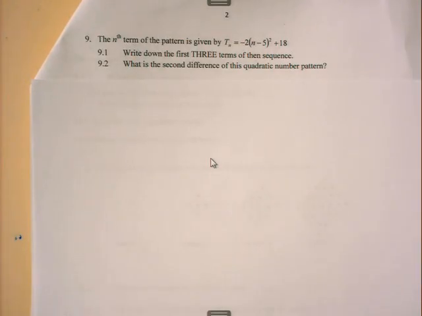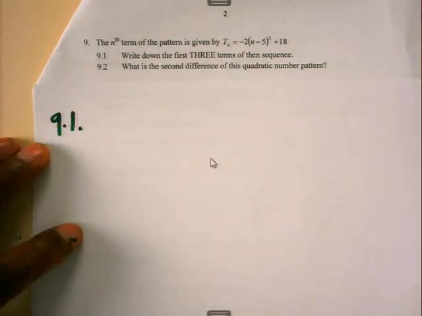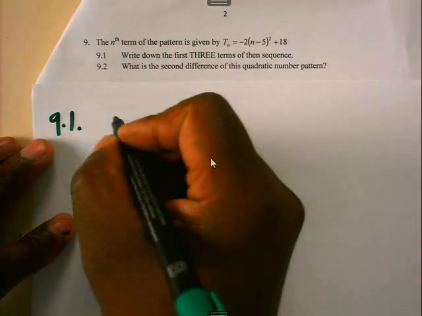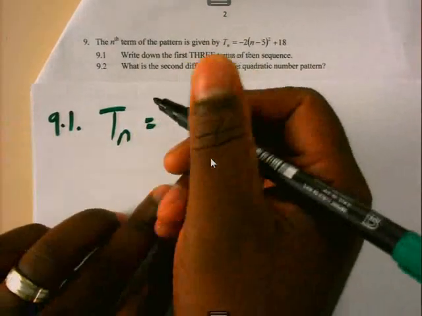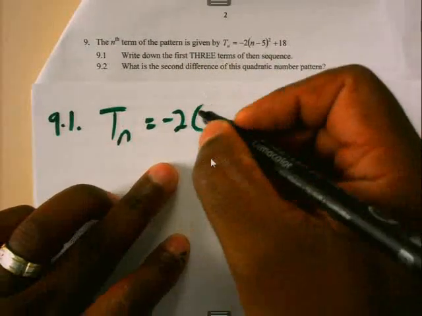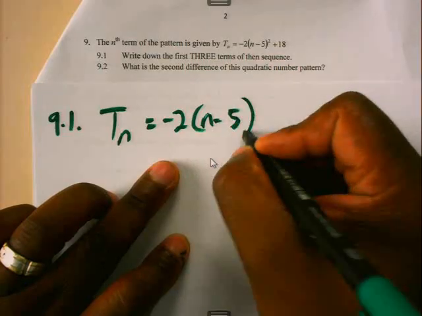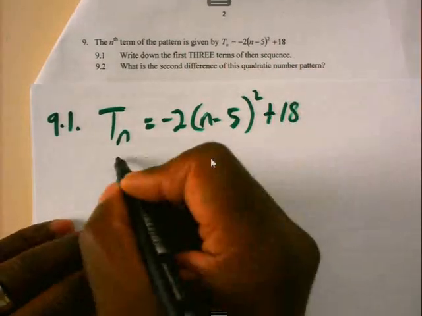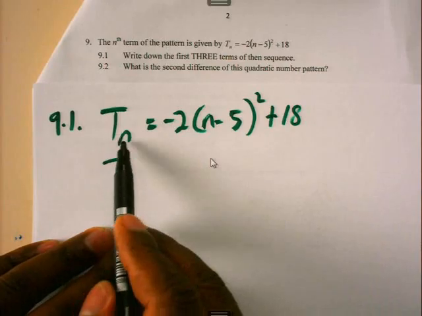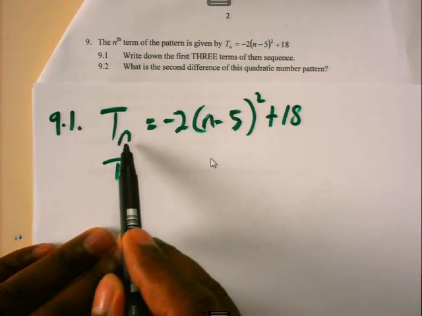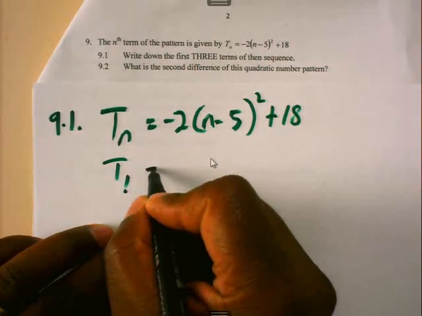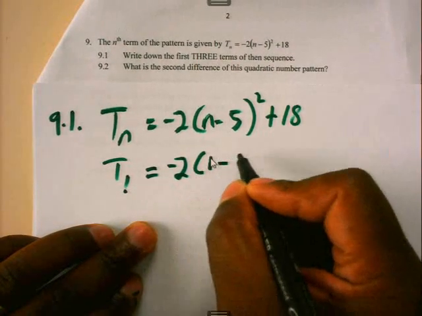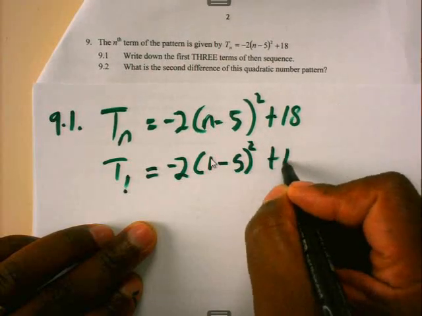Let's answer the question. 9.1. Write down the first 3 terms of the sequence. What is given? We have the nth term, which is equal to minus 2 (n minus 5) all squared, plus 18. Let's determine the first term. It means you substitute n by 1. Wherever you see n, you write 1. It's minus 2 times (1 minus 5) squared plus 18.